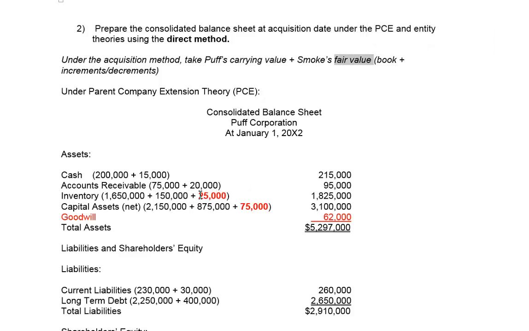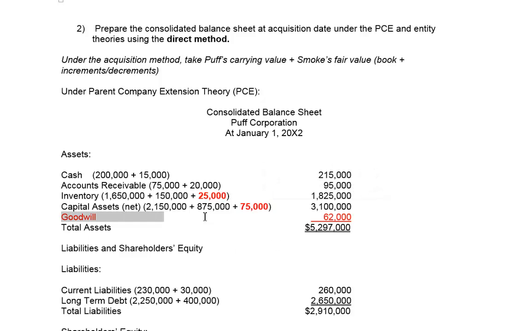But I've only separated it out because I want to get you used to this presentation, even though the text may not use it at this point, because I think it's important that you realize that these increments are going to be amortized. So I want to make sure that they are spotlighted in everything we do under the direct method so you don't forget they're there. Likewise, with the capital assets, $950,000 is the fair value of Smoke's capital assets, but I'm separating out the increment because it's going to be amortized later.